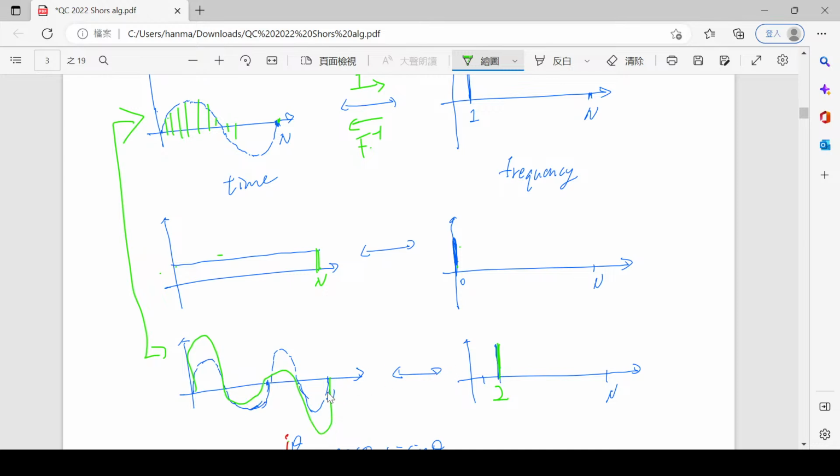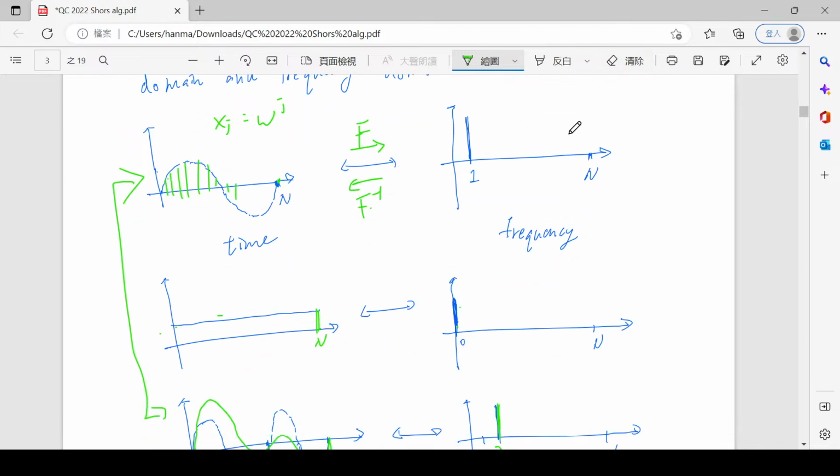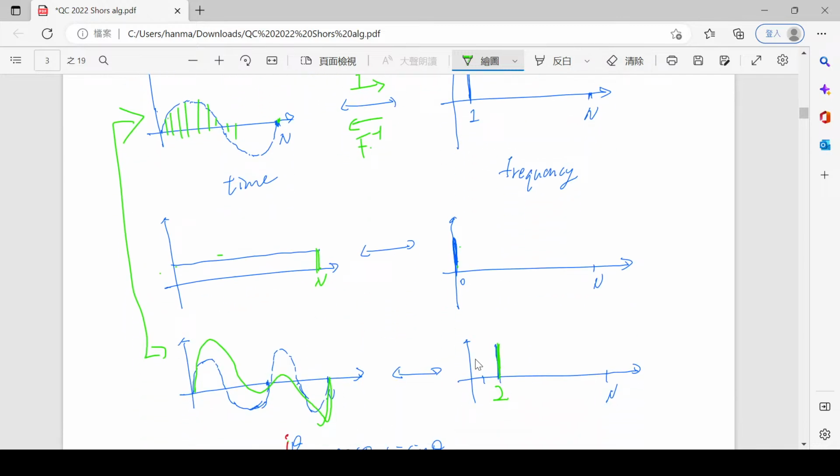Oh, probably not like this, right? It should look like this, maybe. Anyway, you have a linear combination of these. Then in the frequency domain, you will also have a linear combination of those two frequencies.